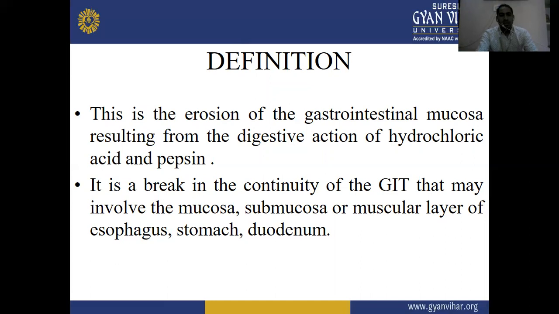And next, it is a break in the continuity of the GIT that may involve the mucosa, submucosa, and muscular layer of the esophagus, stomach, and duodenum.